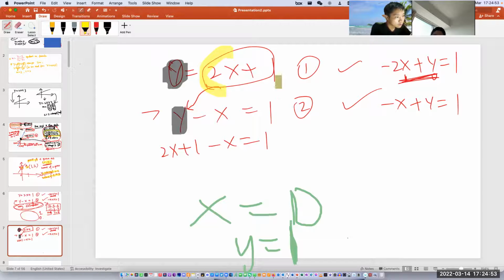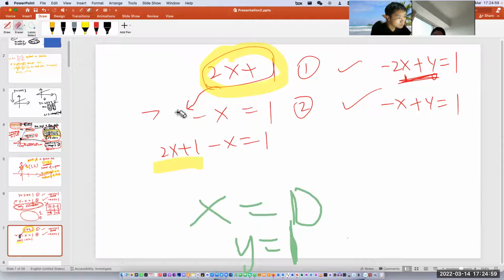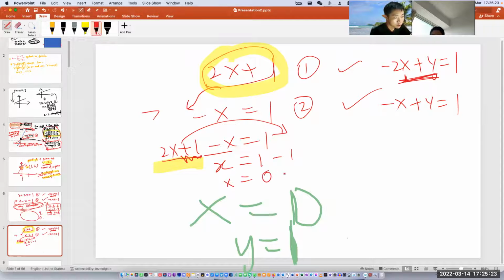So y is gone, replaced by your 2x plus 1. You put it in, so you get this. Then minus x, similar terms, you get x. Plus 1, you bring it over, 1 plus 1, becomes minus, change the sign. So that's why I get x equal to 0.